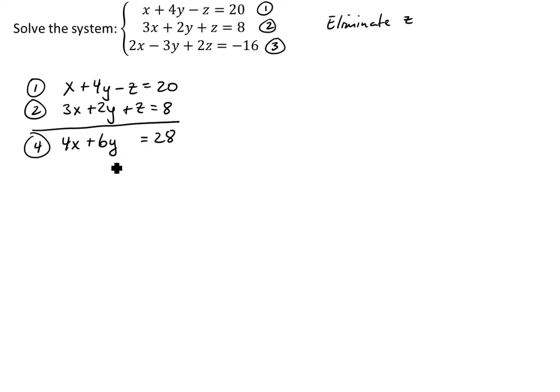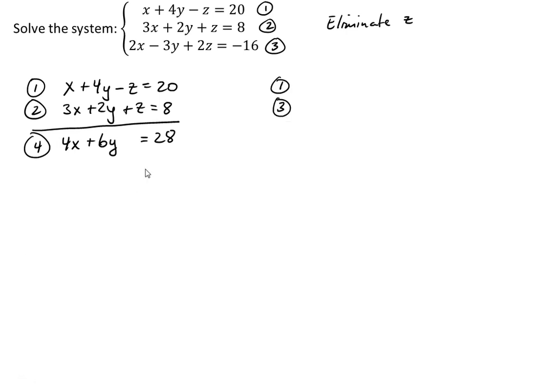Because it still has two variables, I need another equation to go along with it in order for me to solve for either of those variables. So I need to go back up to my original 3 and pick a different pair, meaning either 1 and 3 or 2 and 3, and eliminate the z again. I'll go ahead and use equations 1 and 3.